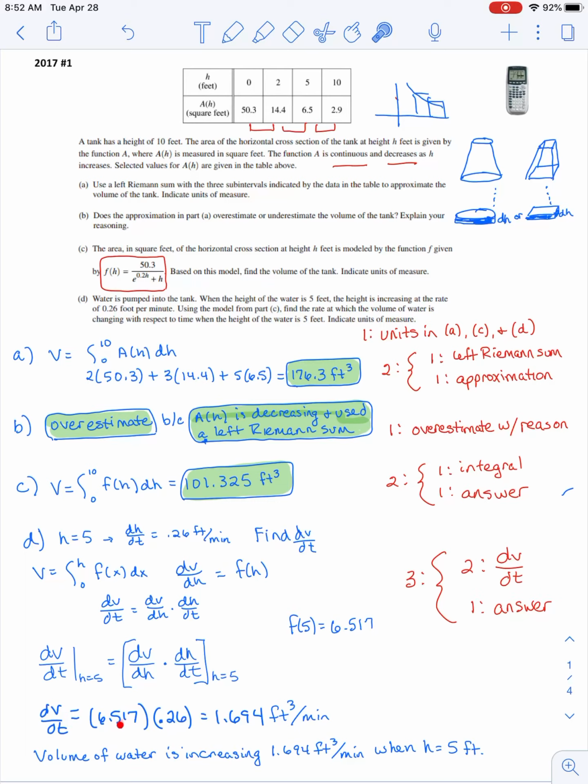So we're pretty much done. dV/dt is dV/dH, which is 6.517, times dH/dt, which is 0.26. You plug that in your calculator, you get 1.694, and that'll be cubic feet per minute. The volume of water is increasing 1.694 cubic feet per minute when the height is 5 feet. 3 points for part D. You get 2 points for this relationship dV/dt, and you get 1 point.